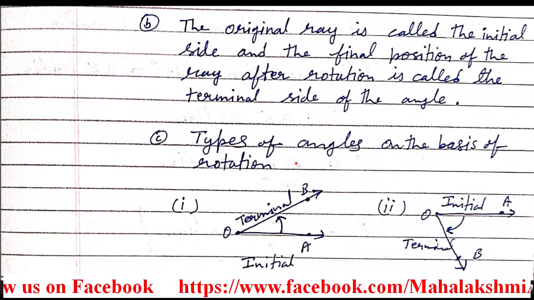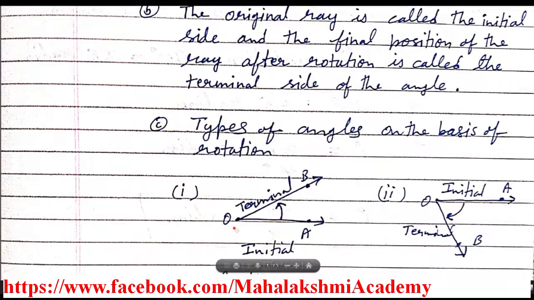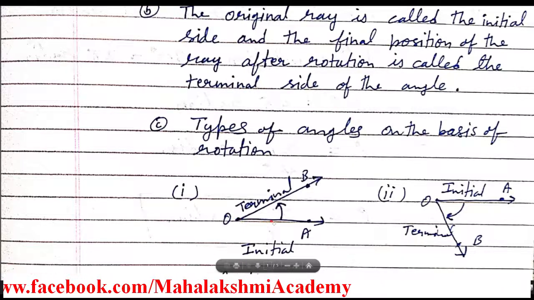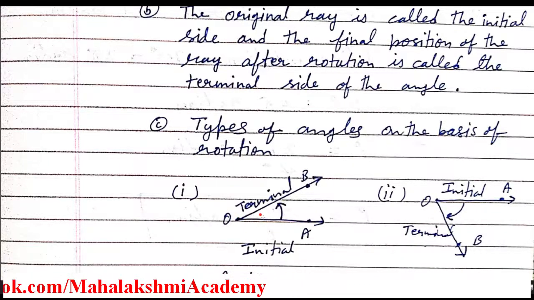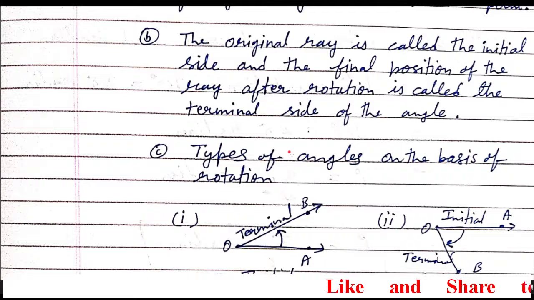So angle has three main terms. First is the vertex, that is this point O. This ray from where it starts the rotation is named as the initial side, and the ray where the rotation ends is named as the terminal side.